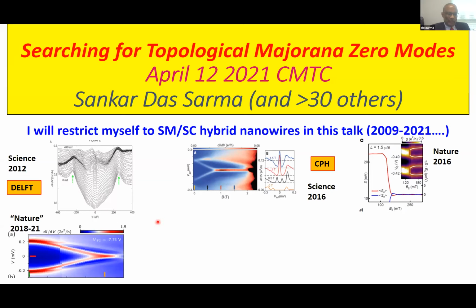Then the famous 2018 Nature paper, which has just been retracted. So that's why Nature is in inverted quotes. Their beautiful zero bias peak is seen, and this peak even has height 2e²/h. Now we know the height is actually slightly above 2e²/h. Not precisely at 2e²/h, but it's a very sharp peak. I would say these are the best peaks that have ever been seen in the Majorana business, okay? Very nice zero bias hard gap, zero field hard gap, and very sharp peak, okay? So these are the 4 important experiments.